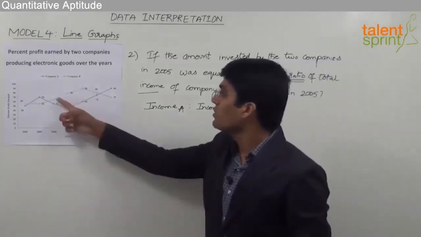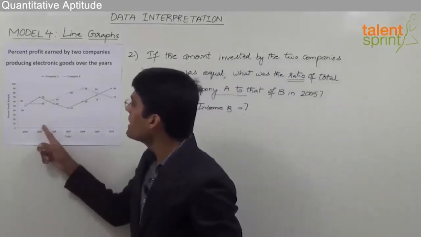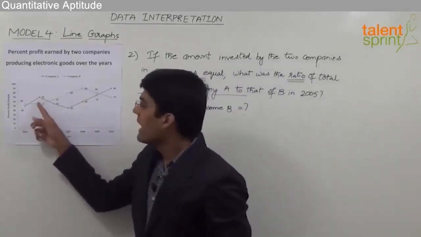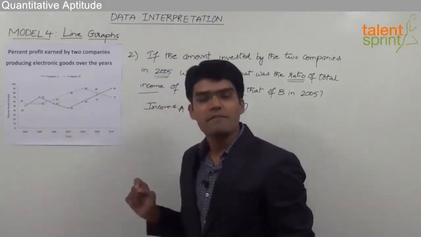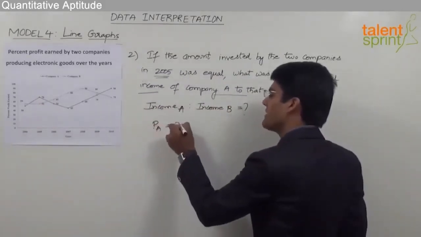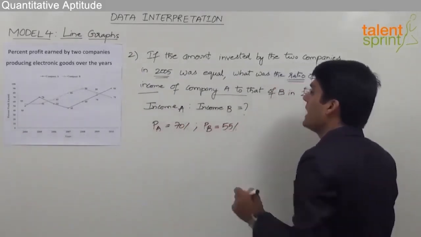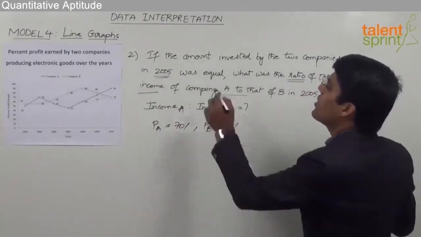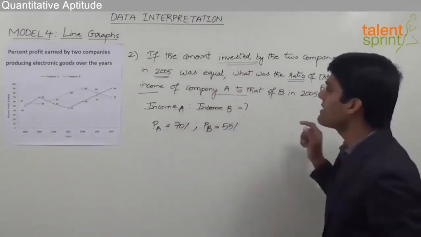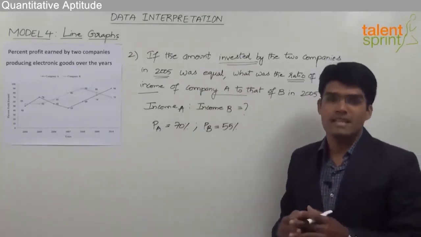From the graph, we know that in the year 2005, the profit earned by company A was 70%, and the profit earned by company B was 55%. So let's understand that the profit of A is 70% and the profit of B is equal to 55%. And in the question it is given that the amount invested by the two companies was equal in 2005. Now the amount invested is the same as expenditure.